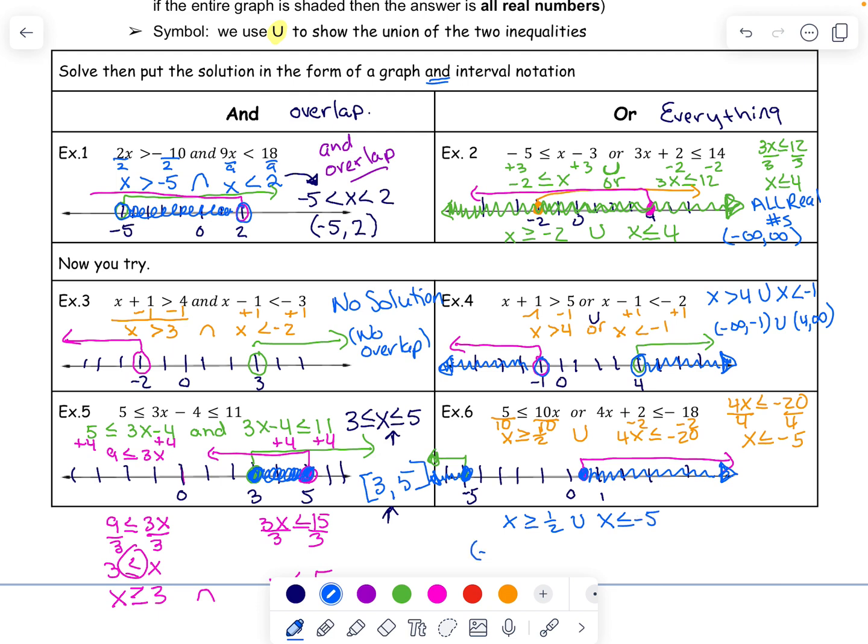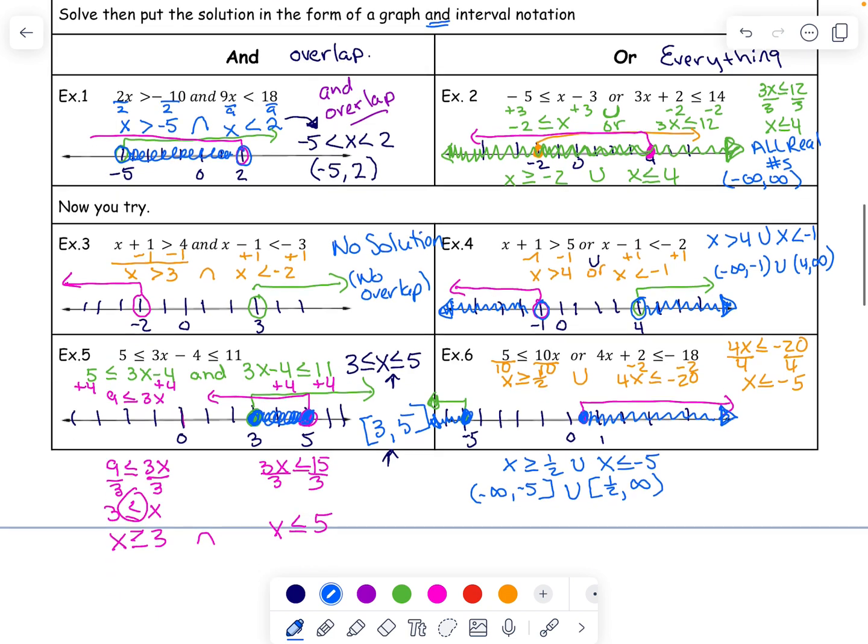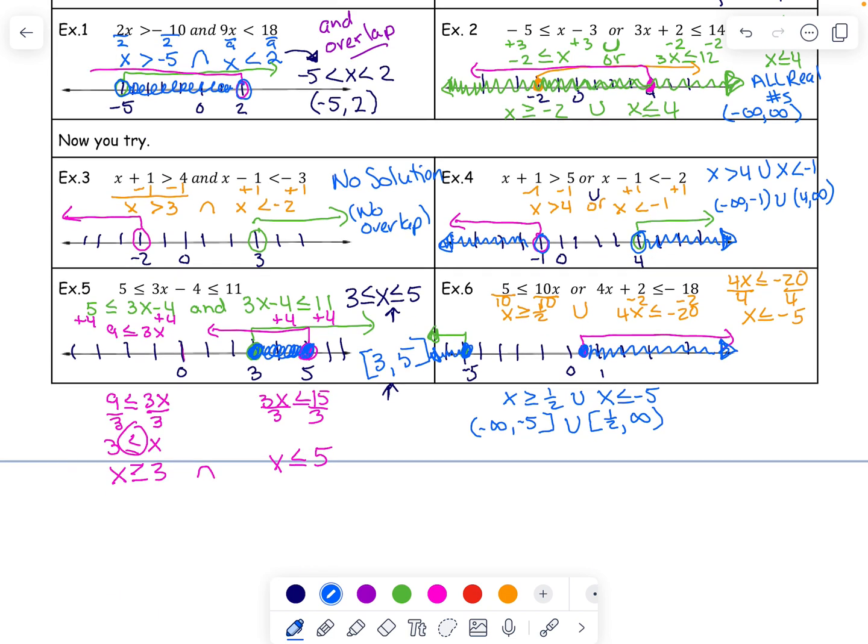We can also write this as from negative infinity to negative 5, including negative 5, in union with including 1/2 to positive infinity. Okay, so there's our interval notation for that.